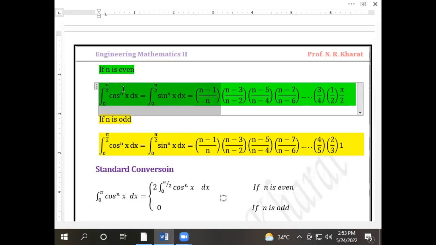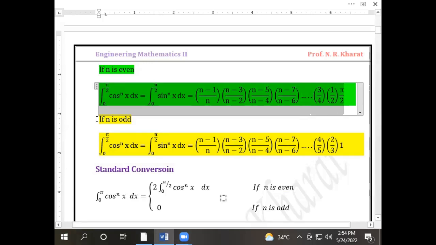The formula is (n minus 1) upon n, (n minus 3) upon (n minus 2), (n minus 5) upon (n minus 4), (n minus 7) upon (n minus 6). We have to just subtract the real numbers, continuing until the subtraction gives 1. So we continue and get 3 upon 4, 1 upon 2. If my n is even, this ratio multiplication gets multiplied by pi by 2.